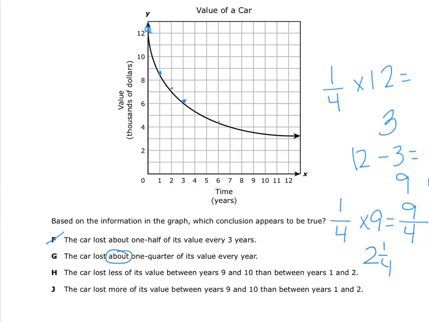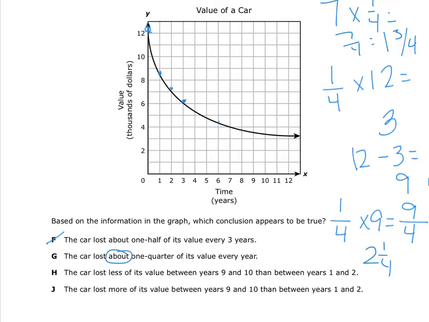When we go from 7 to 6, though, okay, year 2 was 7, year 3 is 6. So 1/4 of 7 is 7/4, which is 1 3/4. That's almost 2 that it would lose from year 2 to 3. And it only lost 1. I would say G is probably not it, but we do need to look at H and J before I make our decision, because G was definitely better than F.